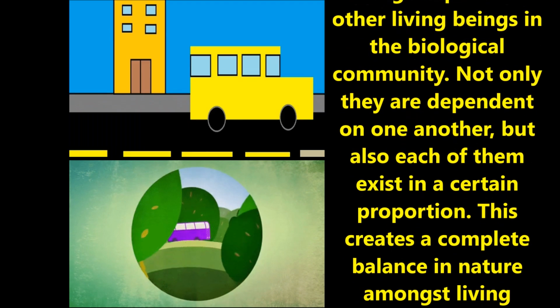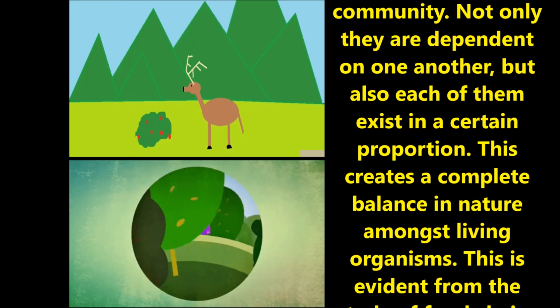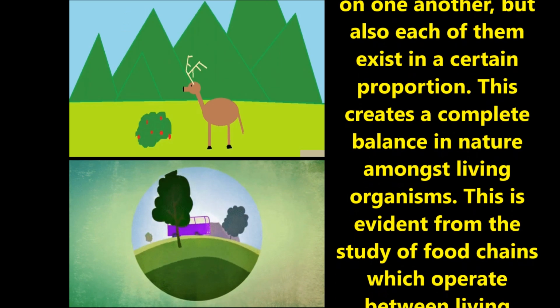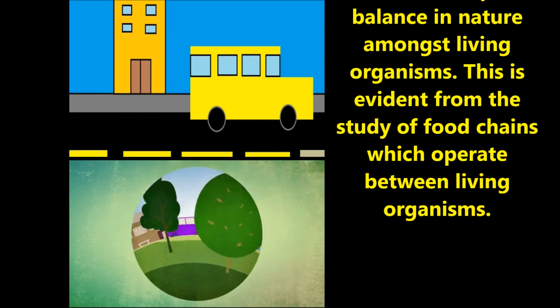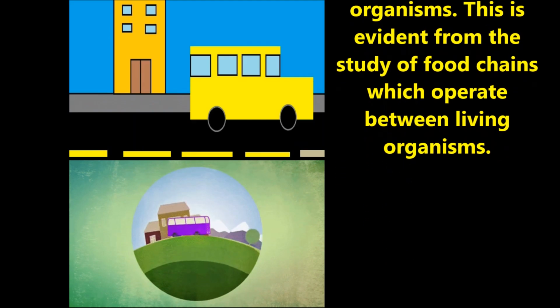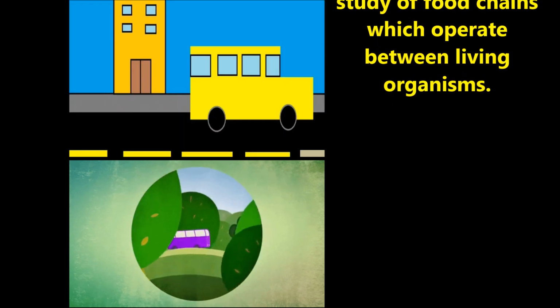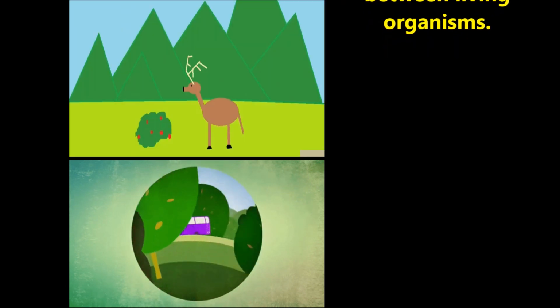Not only are they depending on one another, but also each of them exists in a certain proportion. This creates a complete balance in nature of most living organisms. This is evident from the study of food chains which operate between living organisms.